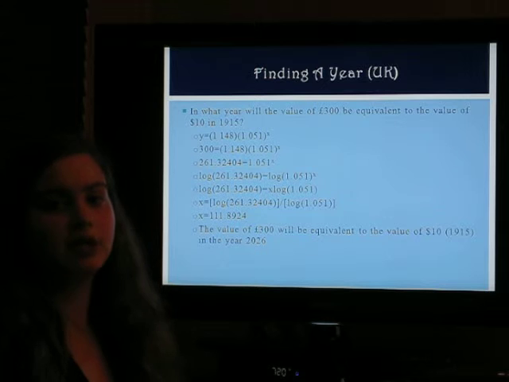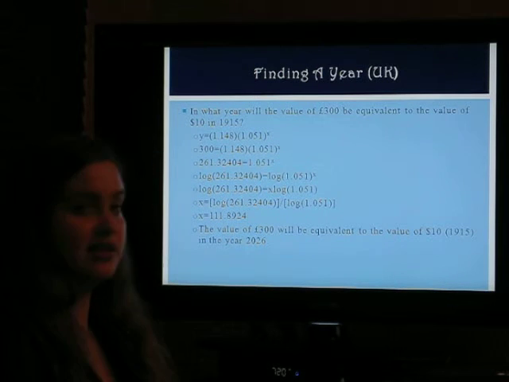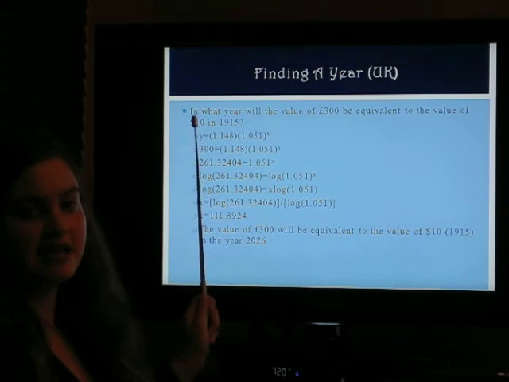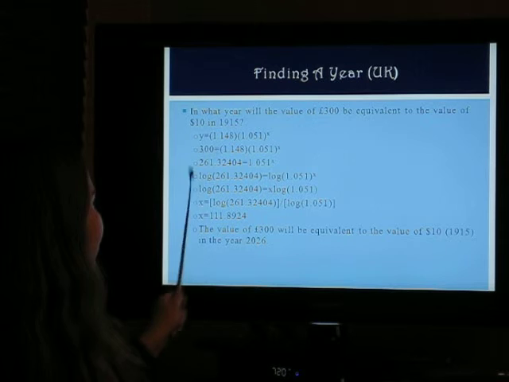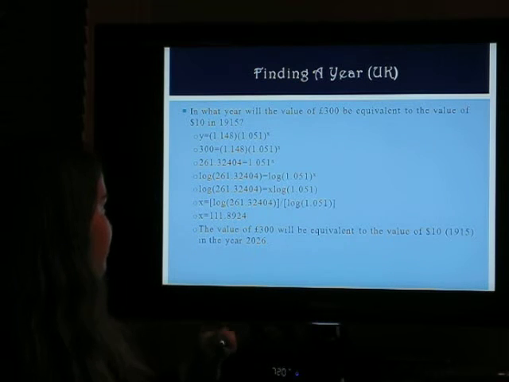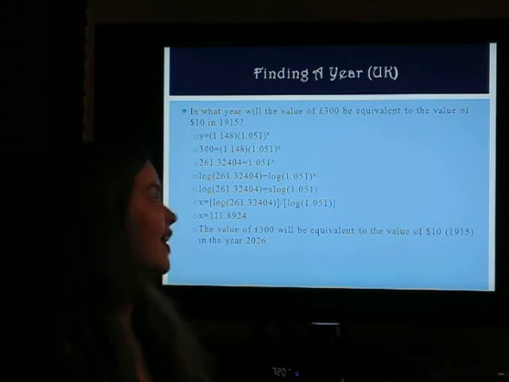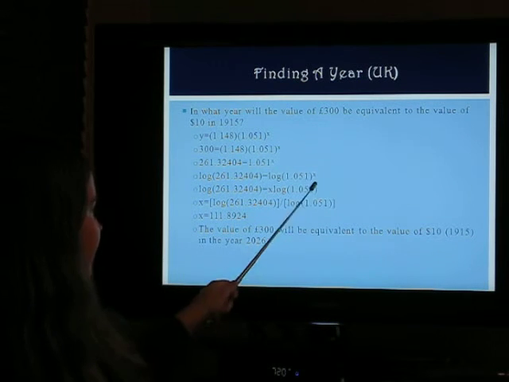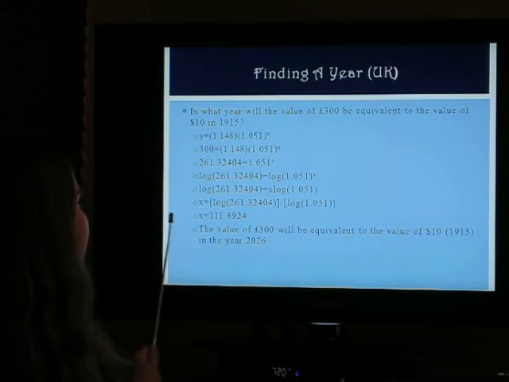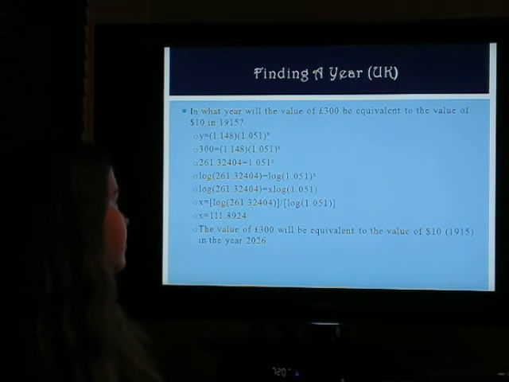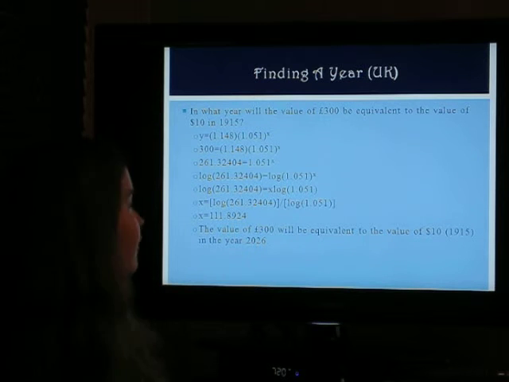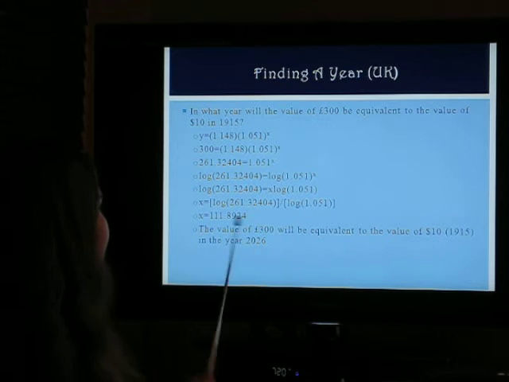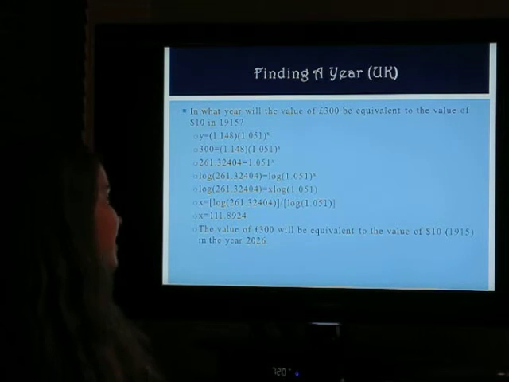Now we have a similar problem, but for pounds, and we're going to solve it a similar way. Y equals 300, we divide both sides of the equation by 1.148 and get 261.32404 equals 1.051 to the power of x. Then again, we take the log of both sides, and again we can move x to the front right here. And so x equals log of 261.32404 divided by log of 1.051. When we do the math, we get x equals 111.89.